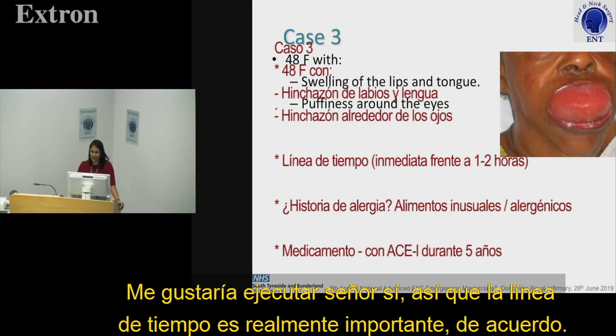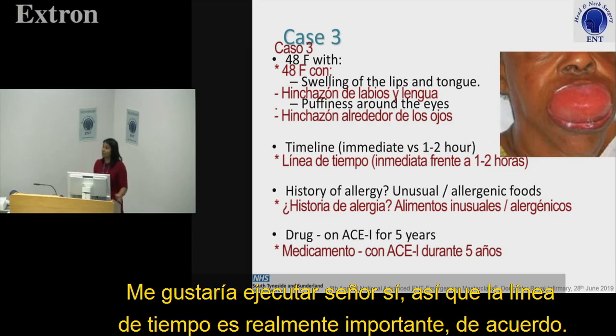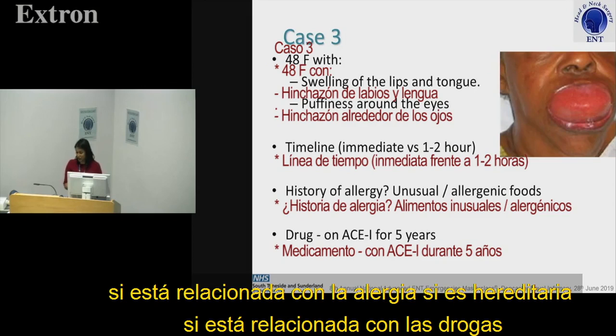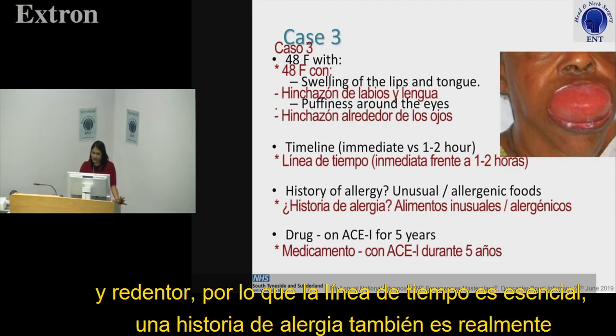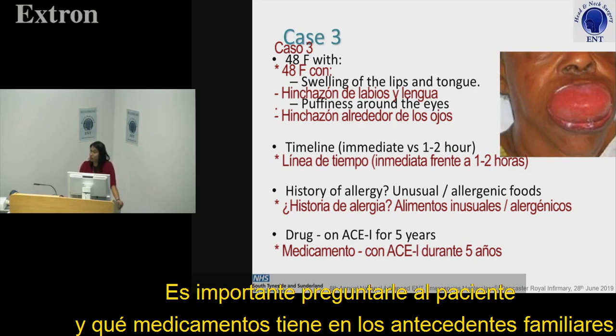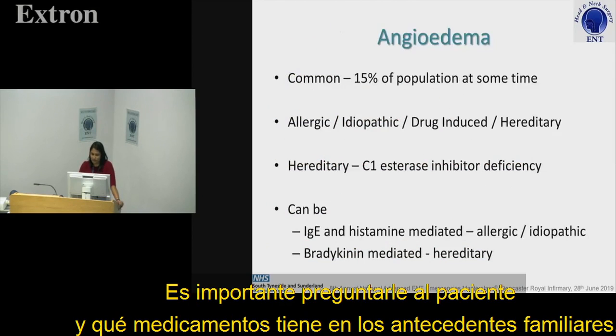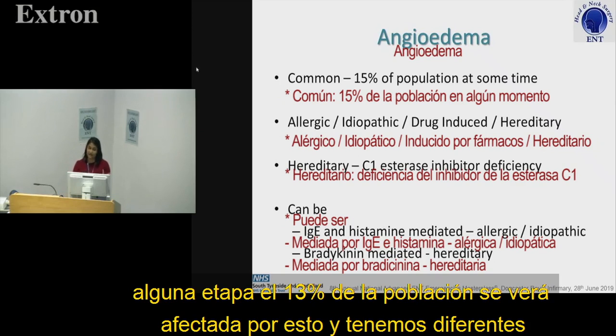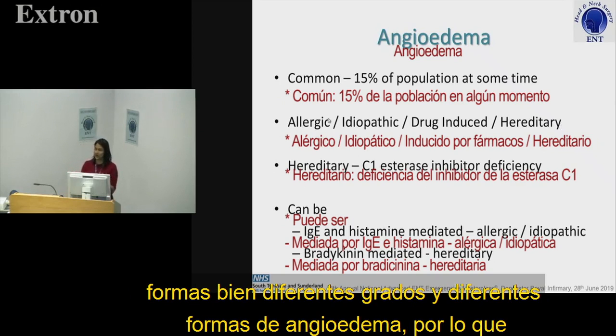Yes. So the timeline is really important, okay, because that's going to give you an indication whether it is idiopathic, whether it's allergy related, whether it is hereditary, whether it's drug related angioedema. So timeline essential. A history of allergy as well is really important to ask the patient, and what drugs they are on, a family history. So at some stage, 15% of the population will be affected by this, and we've got different forms, okay, different degrees and different forms of angioedema.